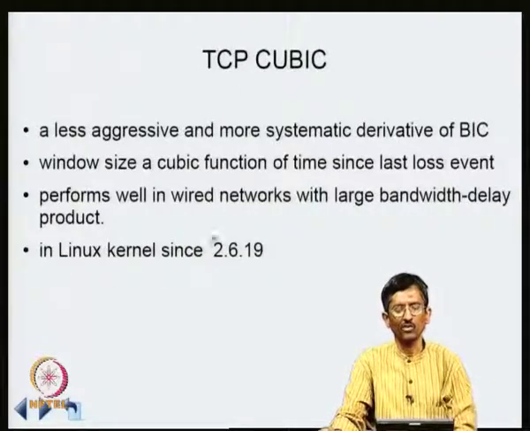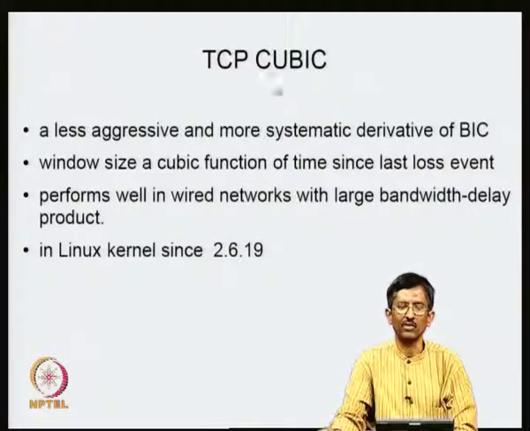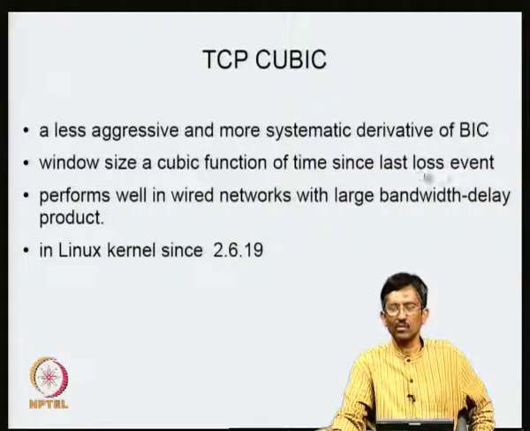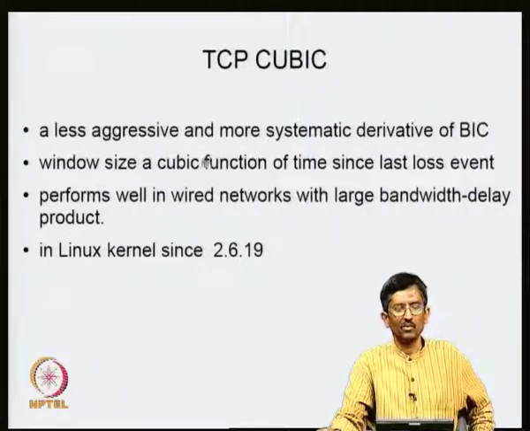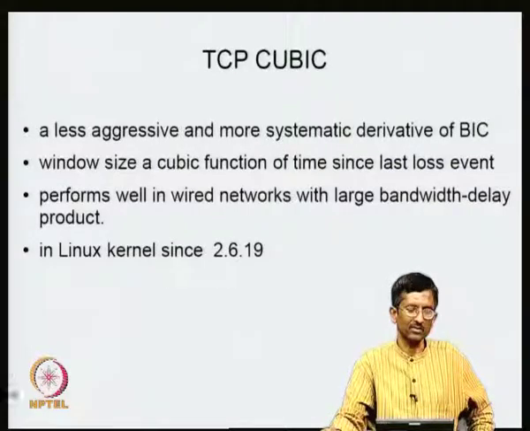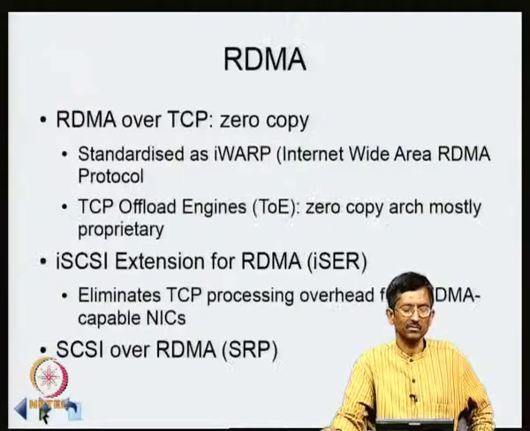Currently, the Linux kernel actually uses a modification of BIC, called TCP CUBIC, where the window size is a cubic function of the time since the last loss event. This has been experimentally shown to work well in wide networks with a large bandwidth delay product, and essentially it is a less aggressive and more systematic derivative of BIC. I think for the details one should look at the papers. This has been there in the Linux kernel and is currently there. Standardly, it comes in the Linux kernel.